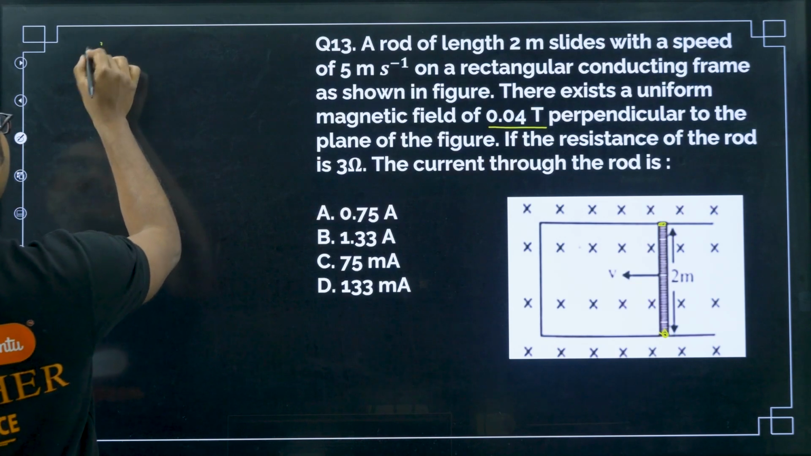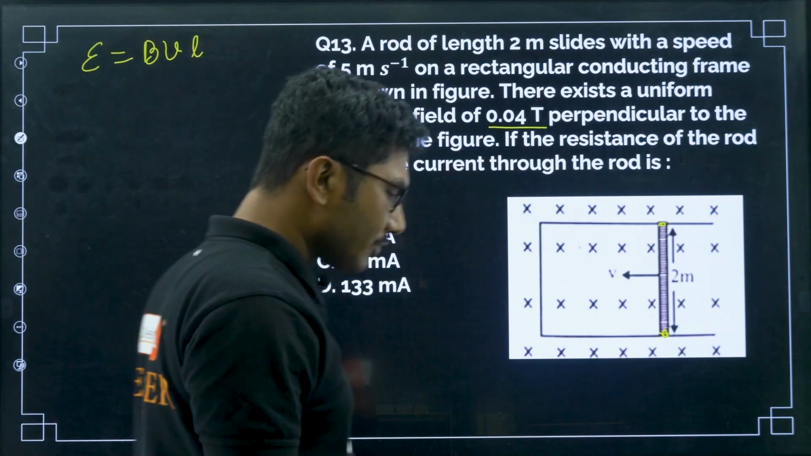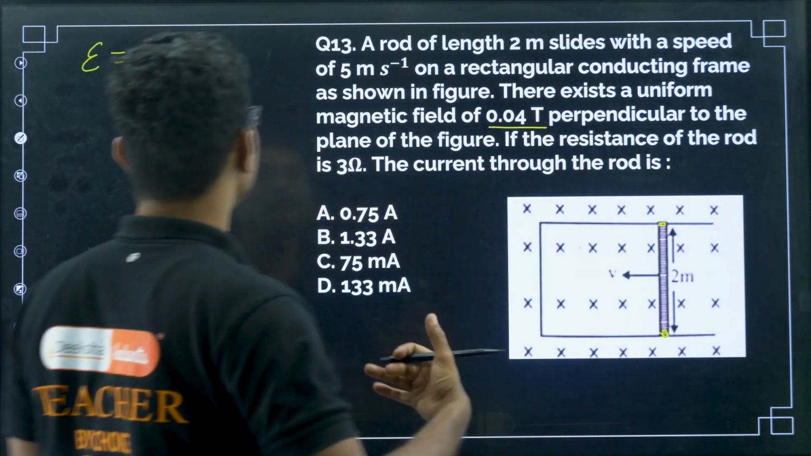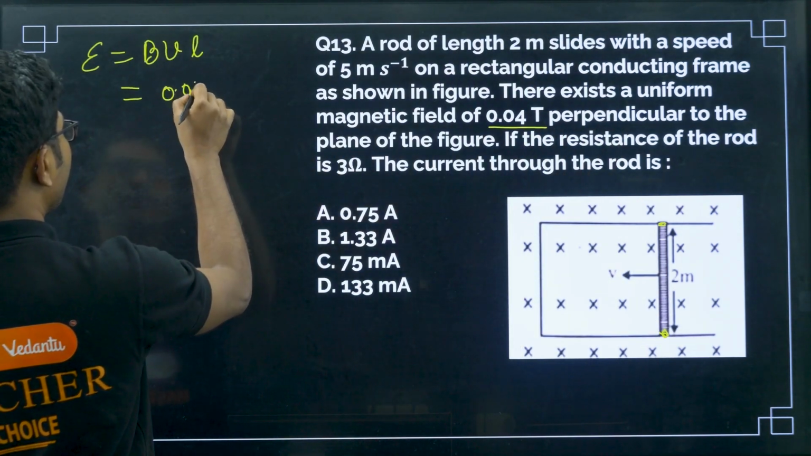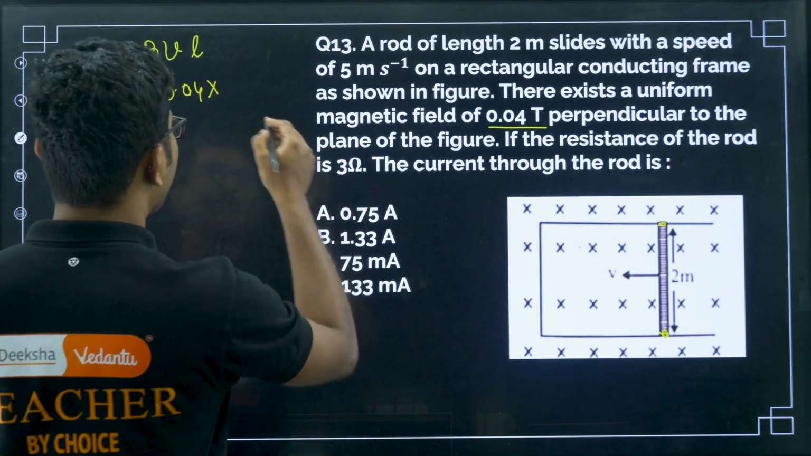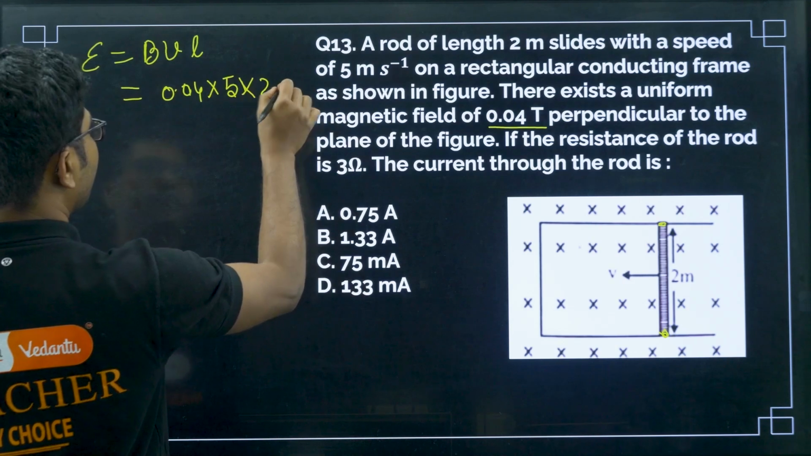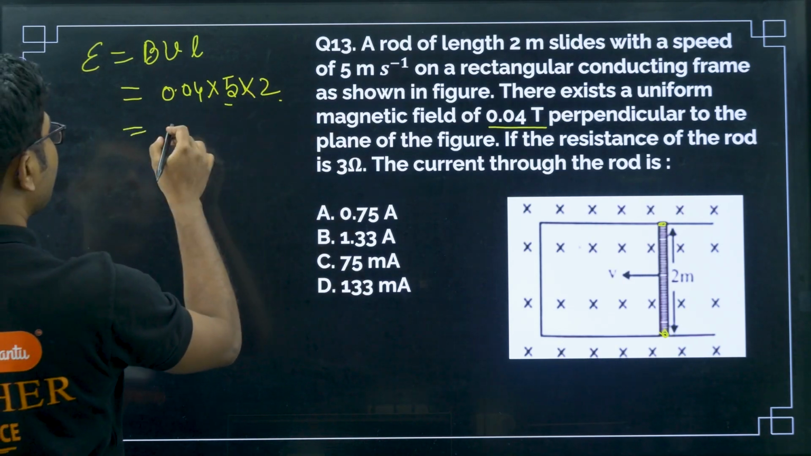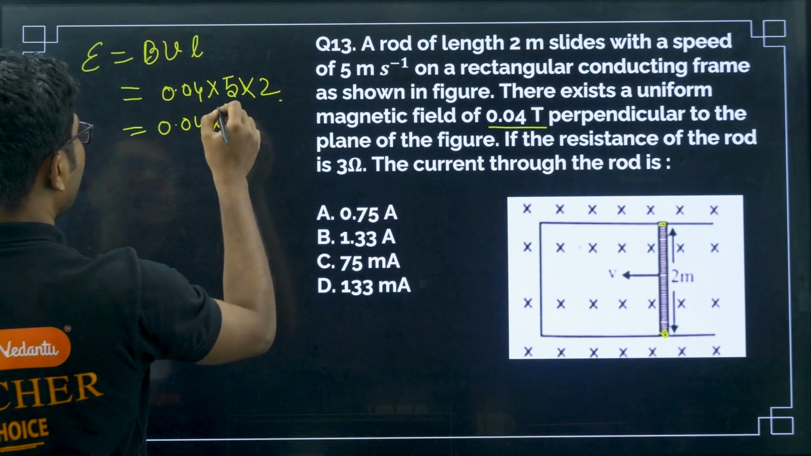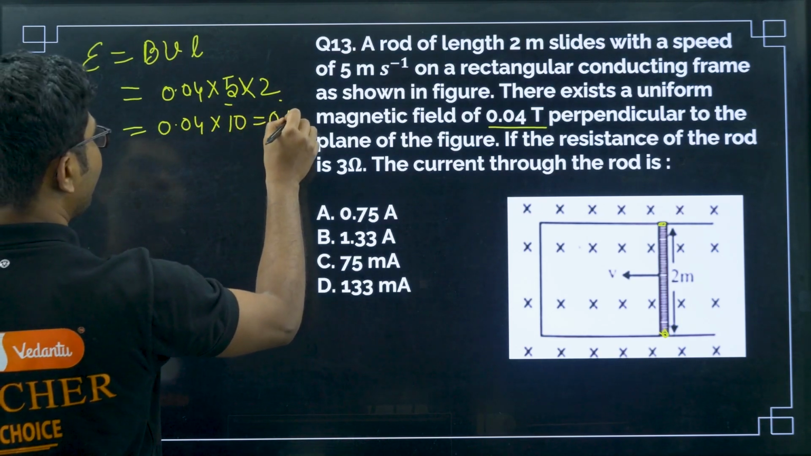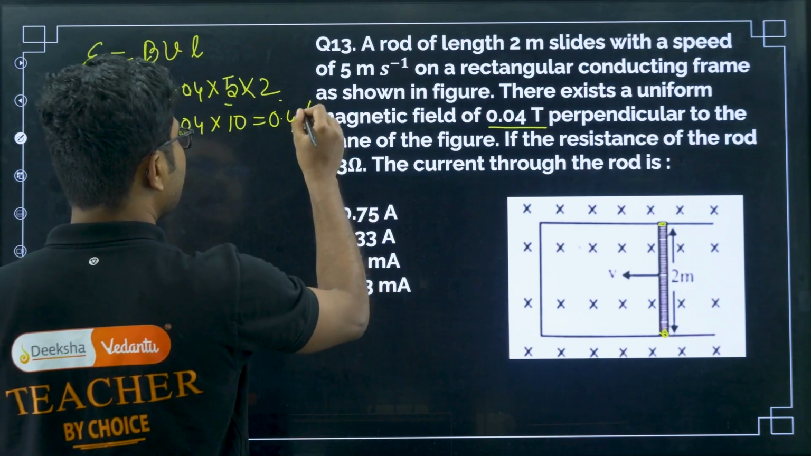So, we know that induced EMF is BVL, this much is clear, right. So, induced EMF is always BVL. What is B? B is 0.04, sorry, 0.4. V speed is 5 and the length of the wire is 2 meter. So, 5 2s are 10, 0.4 into 10. So, it will be 4 volt... epsilon is 0.4 volt, that is the voltage.